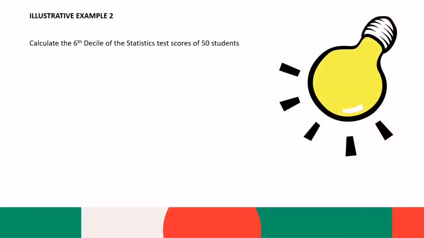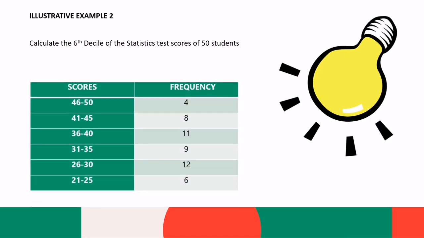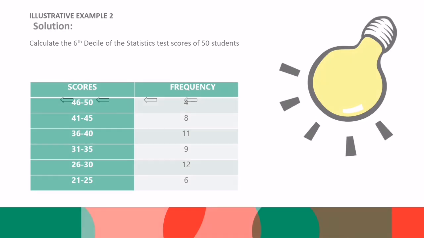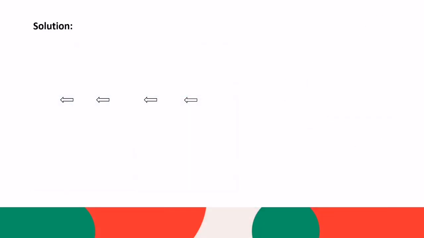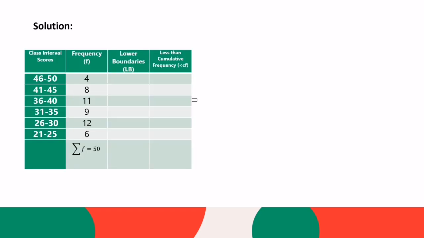Okay, let's proceed with illustrative example number 2. Calculate the 6th decile of the statistics test scores of 50 students. We are given the scores and their corresponding frequencies. So first, for our solution, we will complete again our frequency distribution table. We will just fill in our lower boundaries and then our less than cumulative frequency.